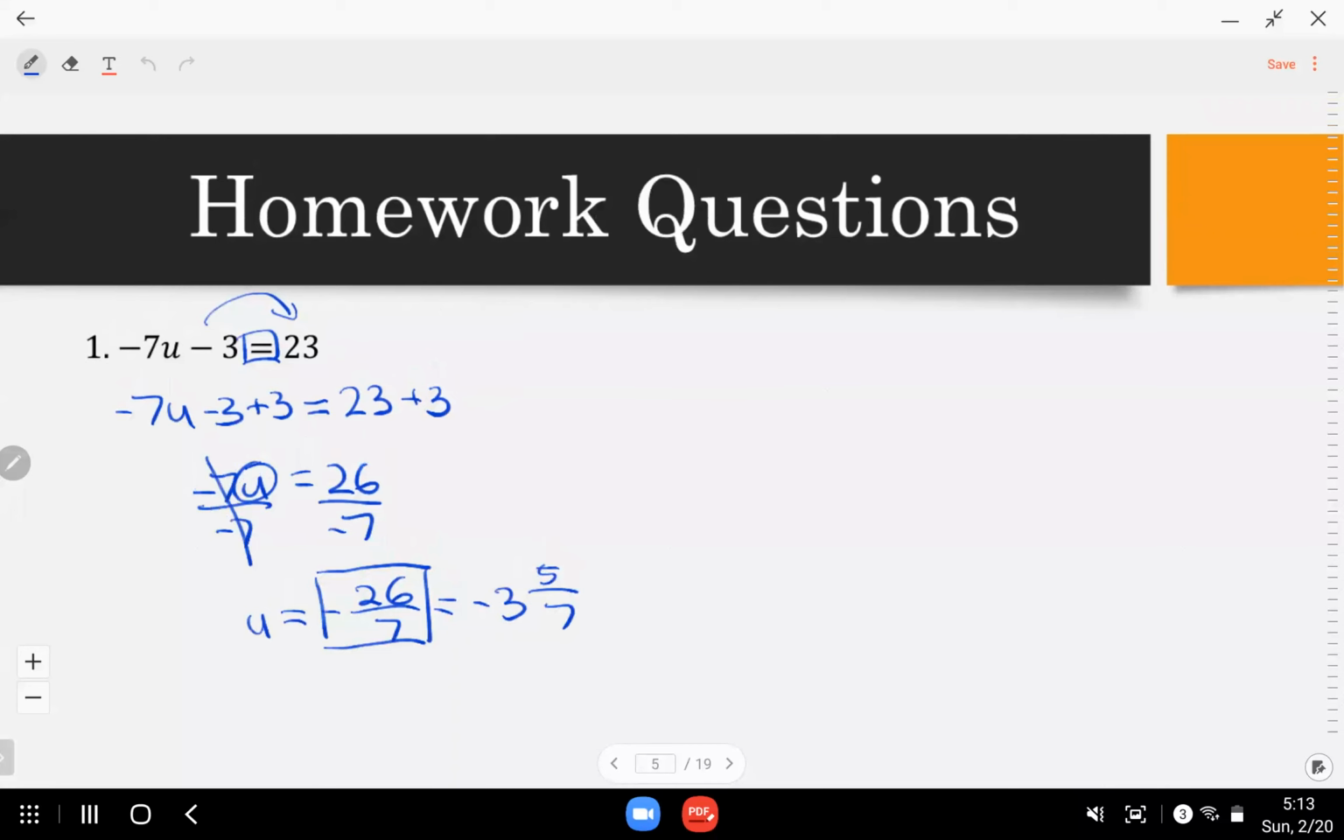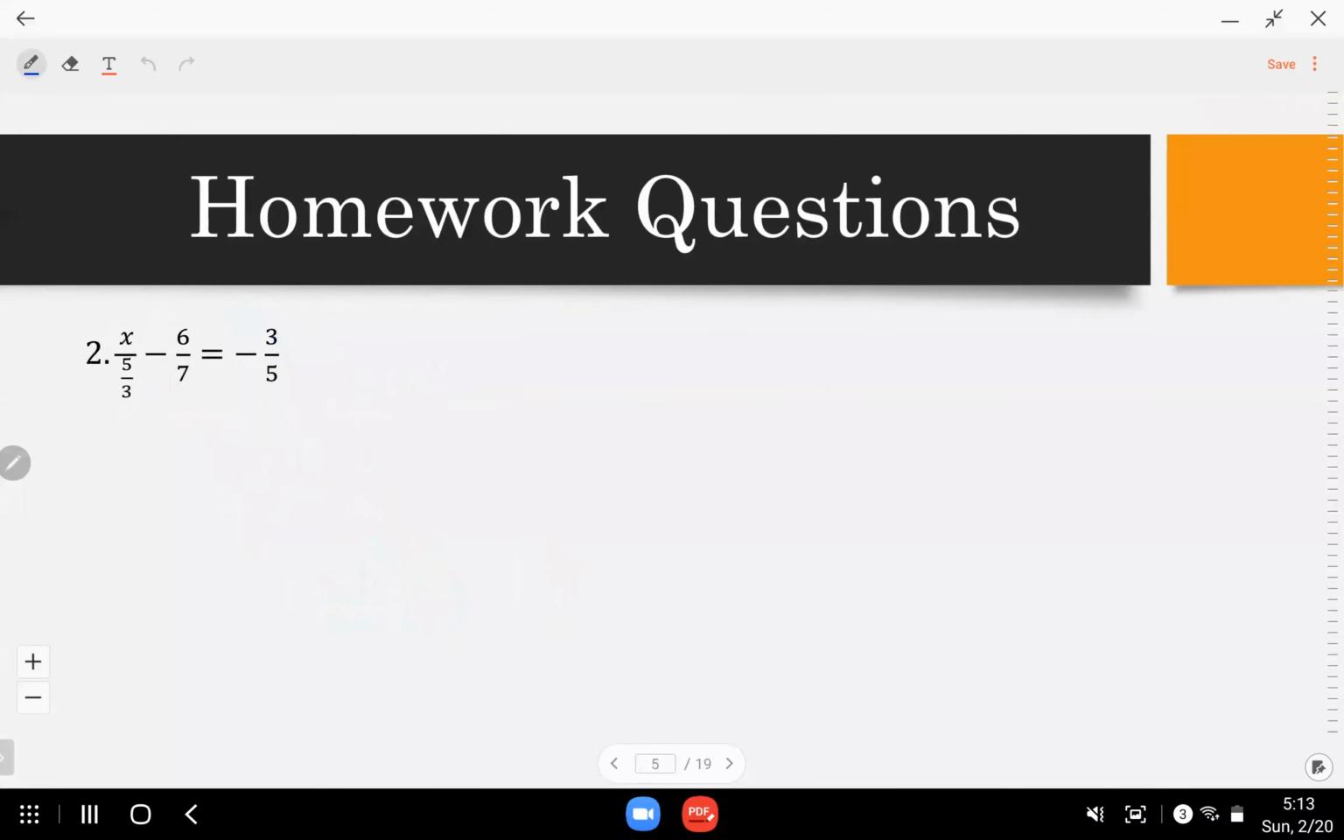All right. Our second homework question is x over 5/3 minus 6 over 7 is equal to negative 3 over 5. This one is a bit tricky, so please take your time with this one. I'll give you a few moments to complete this problem and post your answers.